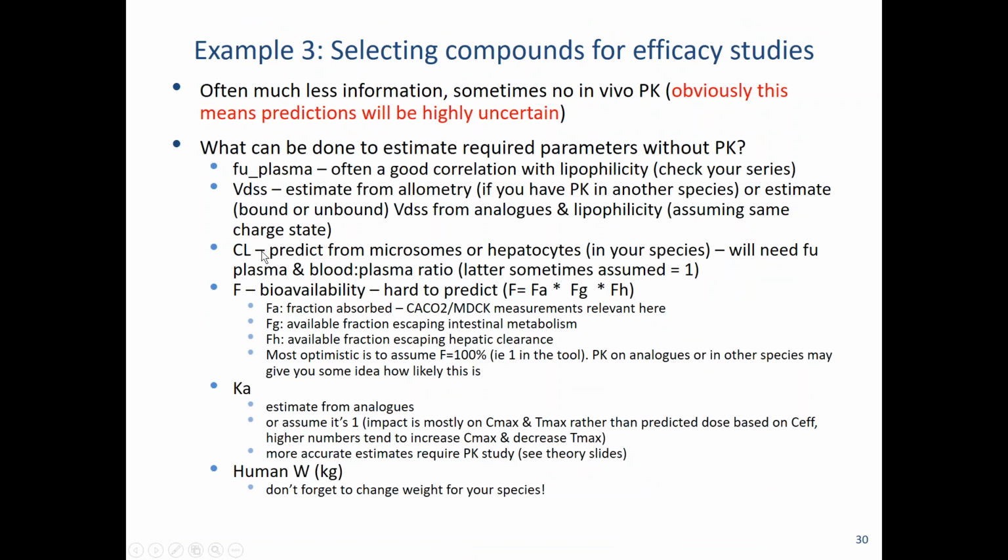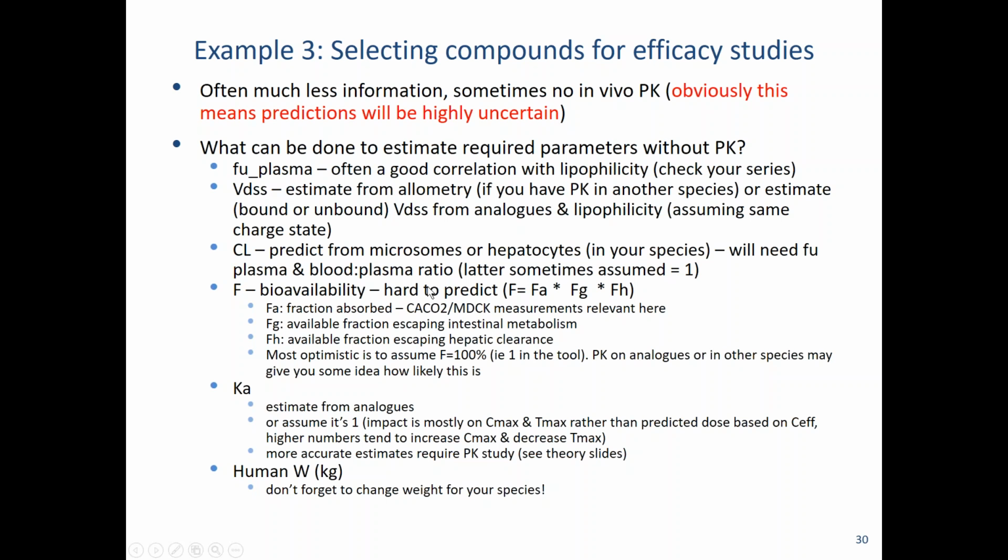Then obviously clearance, you're likely to make predictions for that from in vitro measures of microsomes or hepatocytes, as we've just been talking about. You do ideally need a blood plasma ratio as well. Sometimes it might be reasonable to assume that that's 1. That's an option.